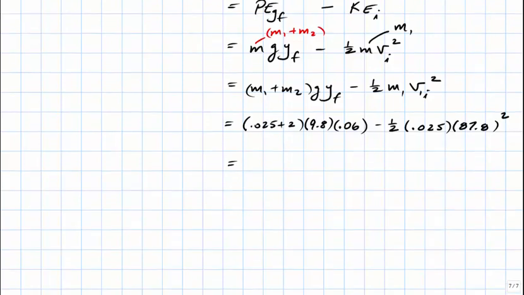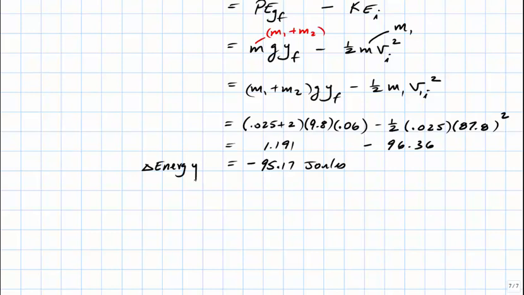If we enter these values into our calculator, we obtain 1.191 minus 96.36, which results in a loss of 95.17 joules. And that is the amount of energy that was lost due to the collision. And that completes this lecture.